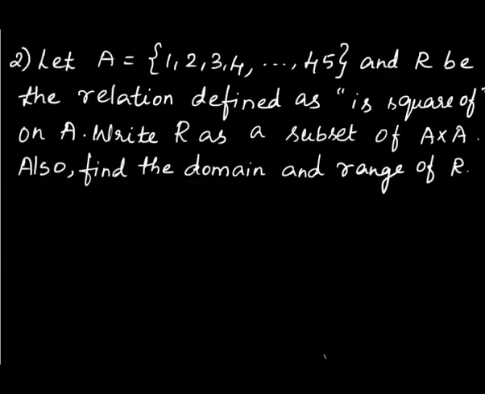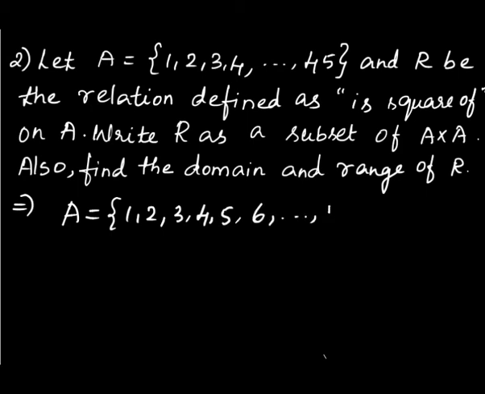Second question. Let A = {1, 2, 3, 4, ... up to 45} and R be the relation defined as 'is square of' on A. Write R as a subset of A cross A. Also find the domain and range of R. So first we will write what is given. So we know the value of set A, that is 1, 2, 3, 4, 5, 6 and so on up to 45.